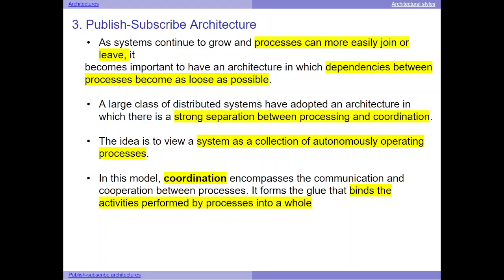Then the publish and subscribe architecture. So basically this is used in IoT. If you remember IoT, one person will publish, it will keep on emitting the value, and some other person or some other service will subscribe, so it will continuously receive. So in this model, coordination encompasses the communication and cooperation between processes. It is the glue that binds the activities performed by processes into a whole. Okay. So as systems continue to grow and processes can more easily join or leave, it becomes important to have an architecture where dependencies between the processes become as loose as possible.